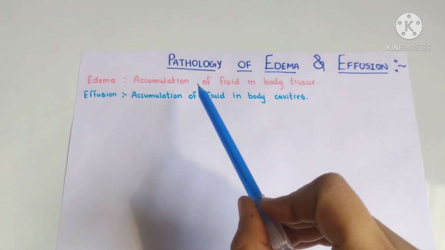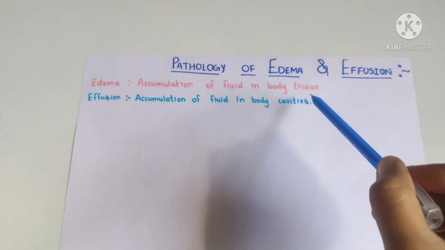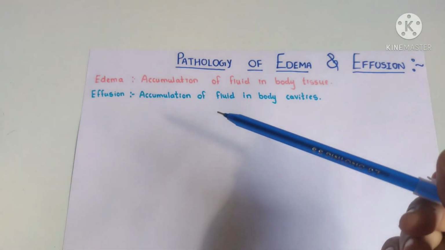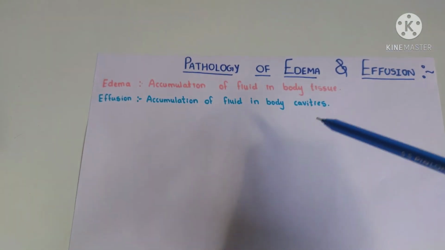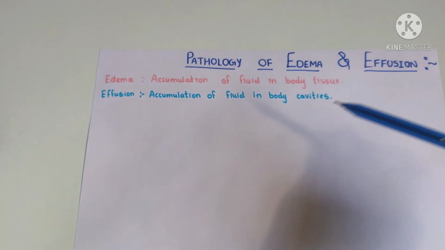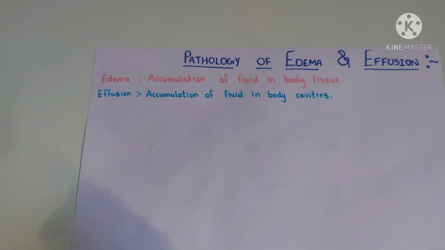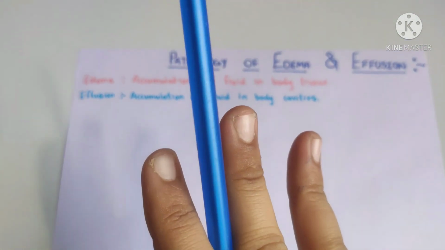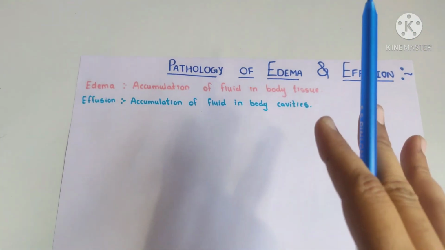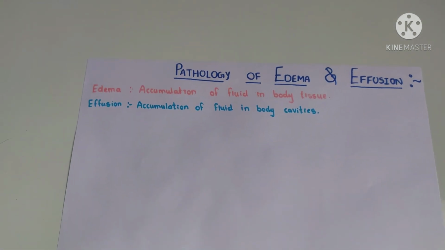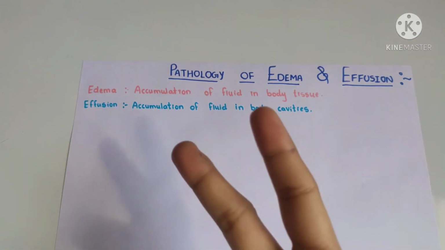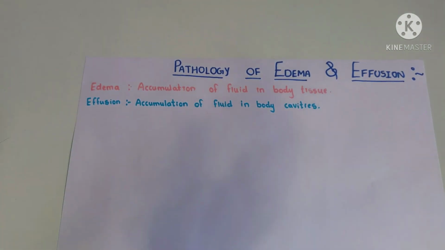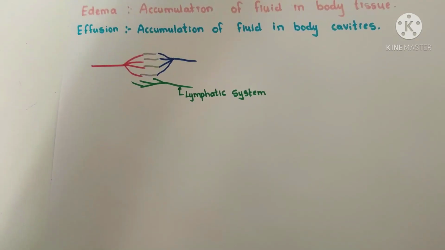Edema is the collection of fluid within the body tissue, right? And effusion is collection of fluid in body cavities like the pleural cavity, peritoneal cavity, pericardial cavity. Now when edema and effusion occur, there are three conditions in which there will be edema or effusion. When there is disturbance in cardiac function, renal function or hepatic function, then you will see edema or effusion.